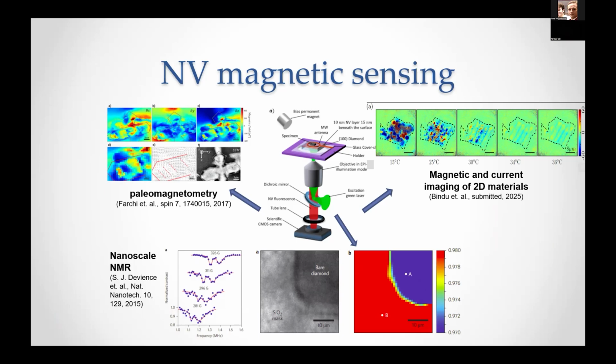Okay, and you can do this for various 2D magnets. You can do this for, I don't know, paleomagnetometry. You can do NMR with this. You can do various things. Okay, so the simplest CW experiment already gives you a nice tool for doing magnetic sensing. And because of the optical coupling, it can be translated into magnetic microscopy in various scenarios that could even be useful or interesting. Okay?